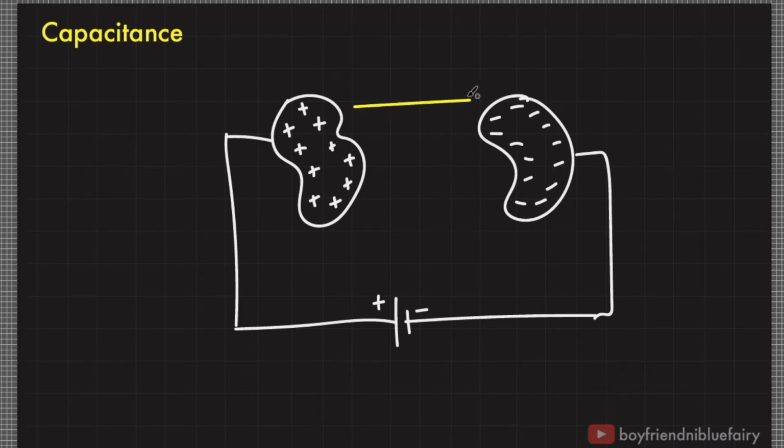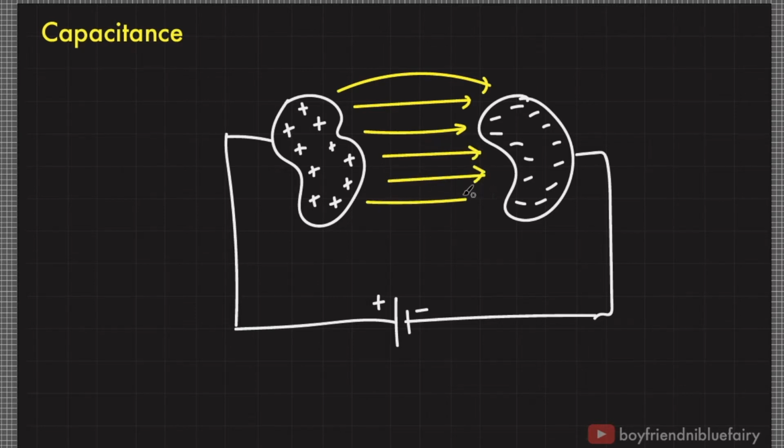And once these charges accumulate, then these two conductors will have an electric field between them. Let's assume that this battery has a potential difference of V sub AB. In other words, from this point of the battery to this point, the potential here is V sub A and the potential here is V sub B.